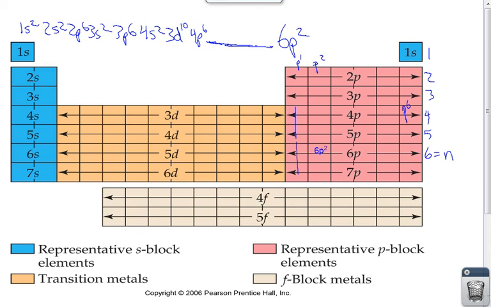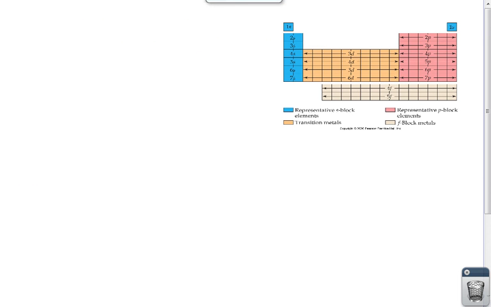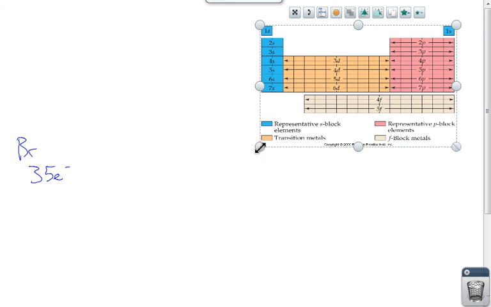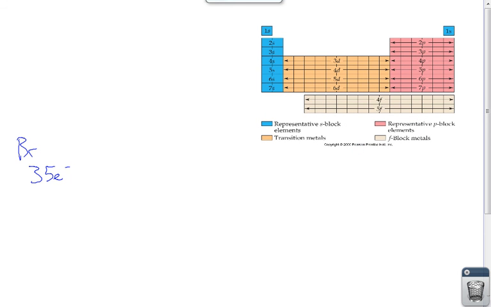Let's try one that's not lead. That's like normal. Let's try bromine. So bromine has 35 electrons, and on a periodic table, bromine would be found right here. It's the 4th level down in the p areas, and it's 5 over. So the very last piece would be 4p5.